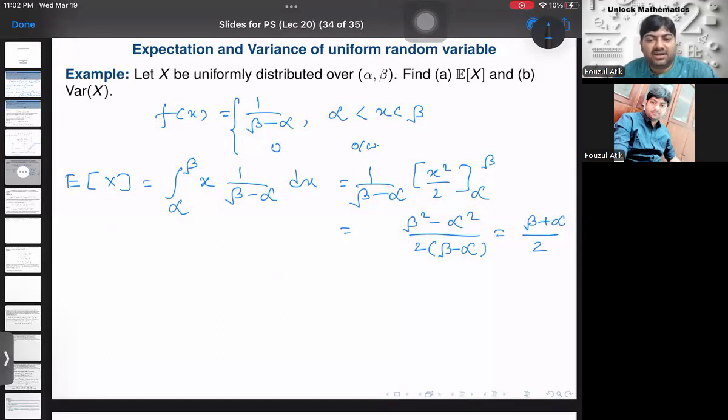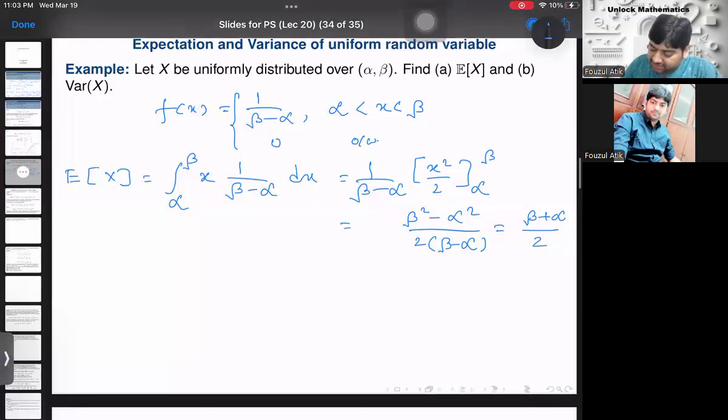So what you understand is that if we have a uniformly distributed random variable over the interval alpha to beta, the expected value is beta plus alpha by 2. What is that? It is actually the midpoint of the interval alpha beta. Right? So the expected value is the midpoint of this interval. And now think about the variance.